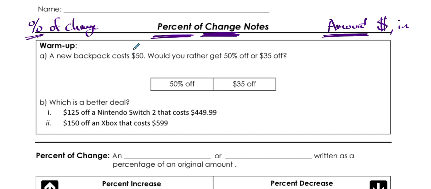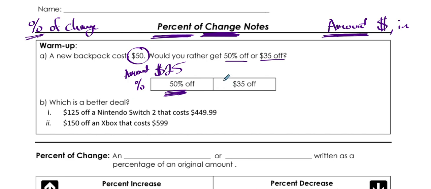So we have a new backpack that costs $50. Would we rather get 50% off or $35 off? So this is a percent that it is going to change by. It's changing by 50%. 50% of $50 is $25. That's the amount that it changes by. This is the amount. This is a percentage.